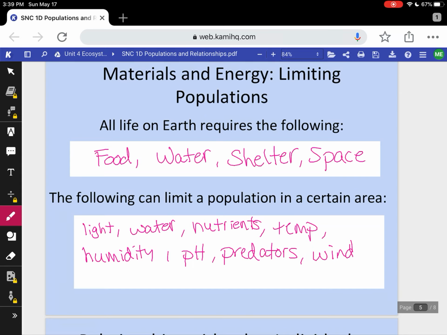So if we have too much light, sometimes that is awesome for specific organisms. Too much light is also bad for other organisms. So it depends on the organism, sort of what amount is the perfect amount.